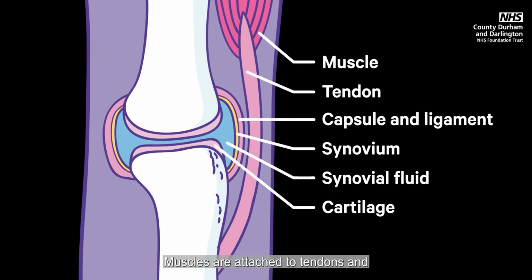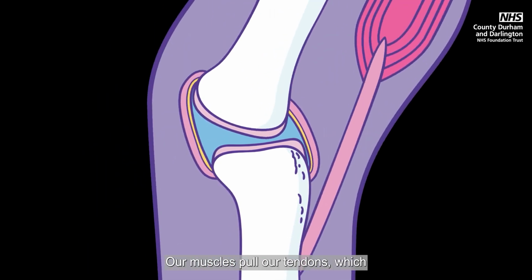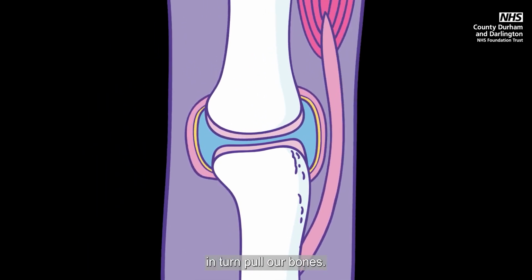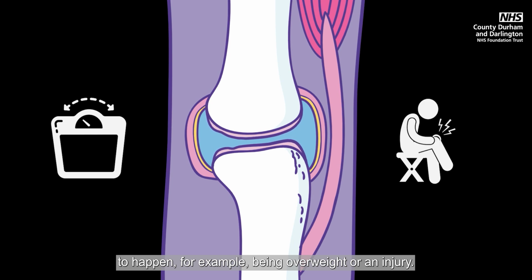Muscles are attached to tendons, and tendons are attached to bones. Our muscles pull our tendons, which in turn pull our bones. Osteoarthritis starts when cartilage starts to thin or roughen. This can happen naturally during the aging process. There are also things that can make this more likely to happen. For example, being overweight or an injury.